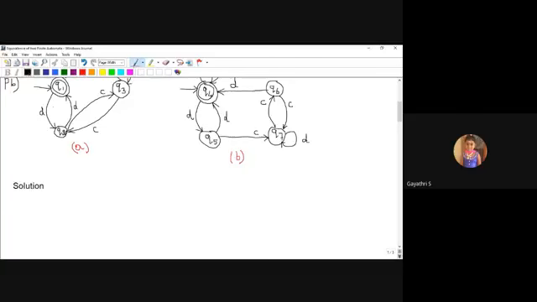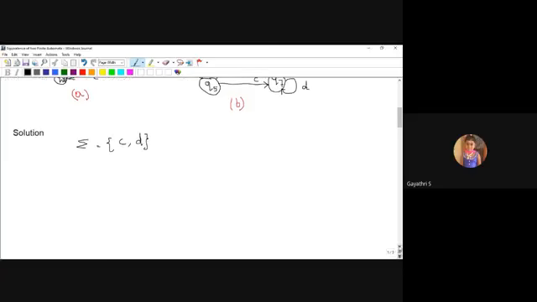So here the alphabet is C, D. Next, I'm going to first write the state, then C and D. This is one of the easiest methods.